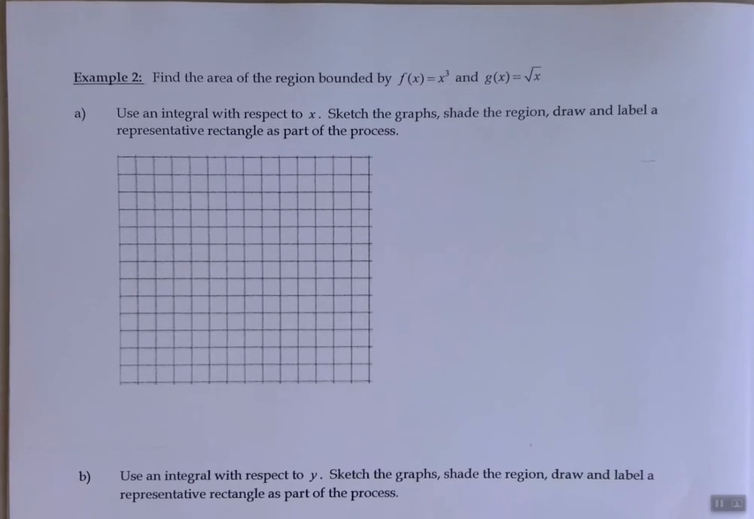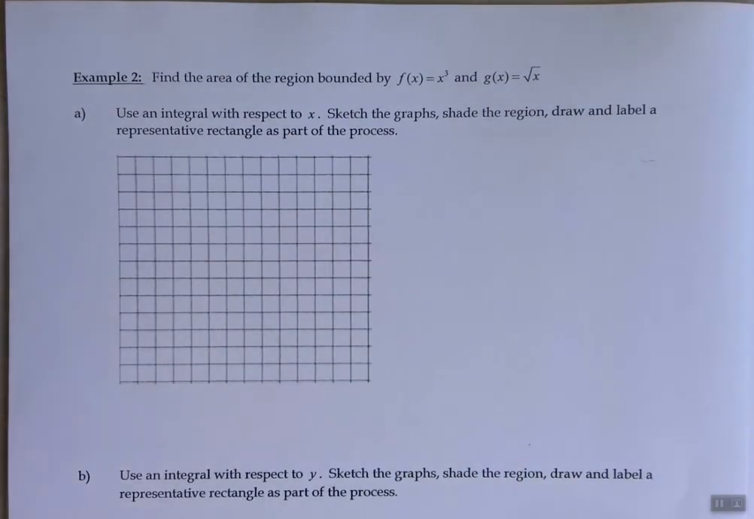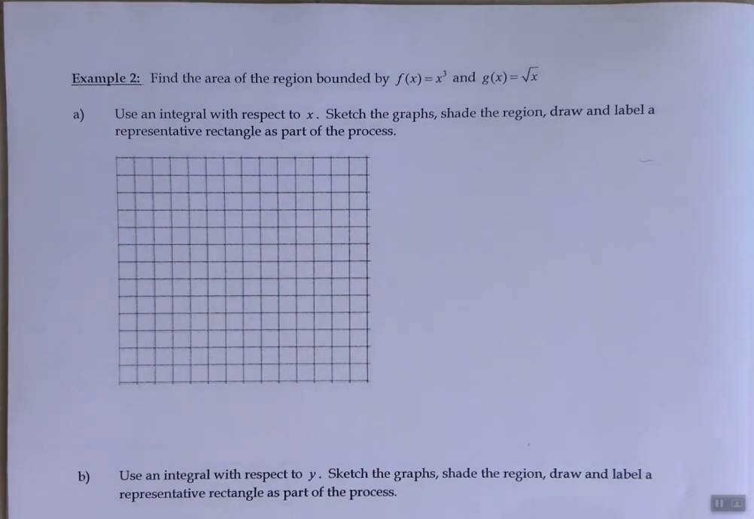In example 2, I'd like to find the area of the region bounded by y or f of x equals x cubed, and then y or g of x equals the square root of x. This specifically says to use an integral with respect to x. And so just as a reminder, they're really telling me to use vertical rectangles by saying that. But we should be able to do a little graph and kind of see what this looks like anyway.